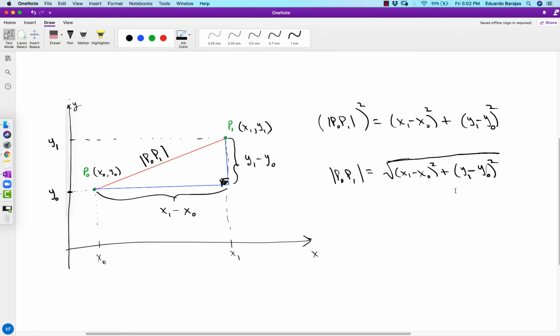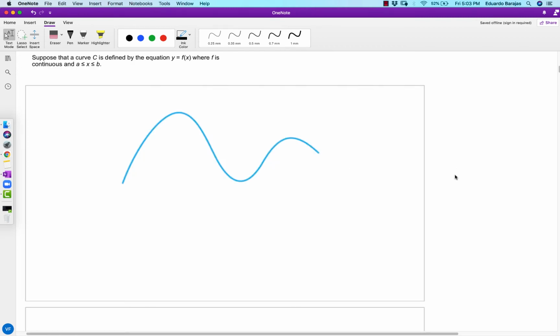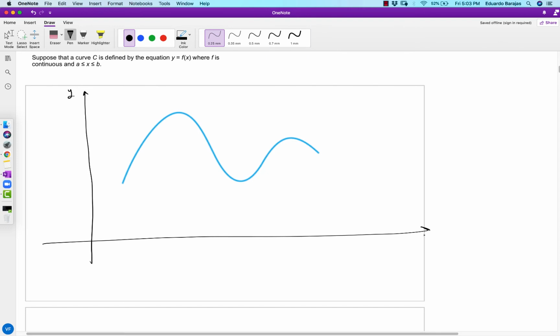For example, suppose that a curve C is defined by the equation y equals f of x, where f is continuous from A to B. So here's our curve. Let's put a grid just to get a good approximation. So let's say that there is a y-axis over here, and along here there's an x-axis, and let's say that this guy comes down to here is A, and then we come back over here and we'll call that B.